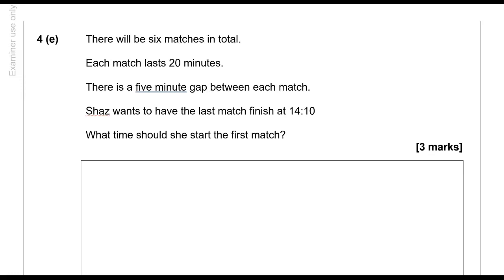So we're going to go backwards. Let's start from 14:10. So if the last match finishes at that time and it lasts 20 minutes, so 10 minutes is going to go to 2 o'clock or 14:00, and then another 10 minutes and it's going to go to 13:50.